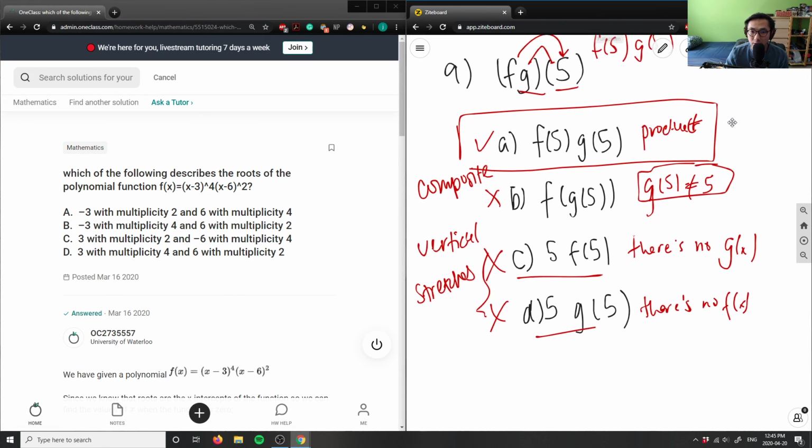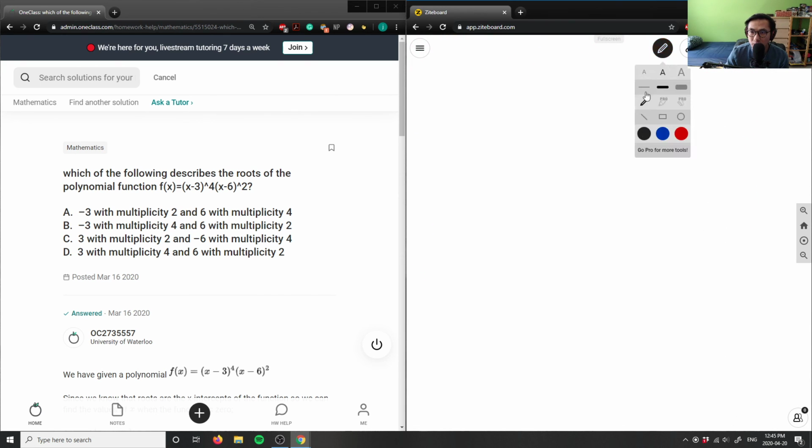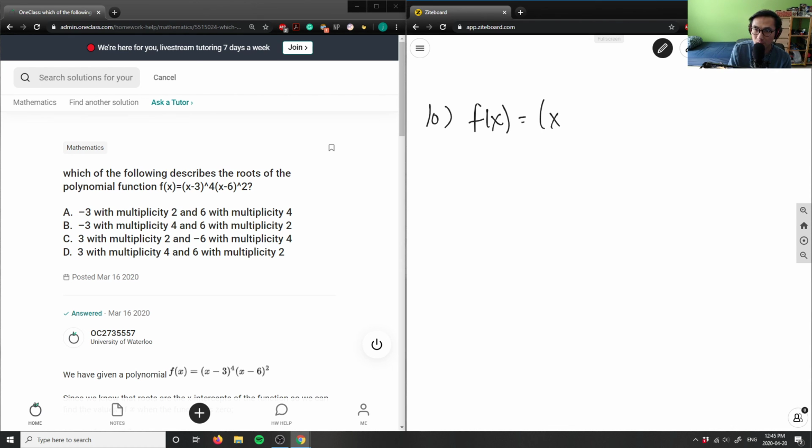All right, so let's look at number 10. And I think we can do 2 more problems today, which is great, because I had to repeat. So I'm pretty sure I can do two more here. It says, which of the following describes the roots of the polynomial function? So I have f of x equals (x minus 3) to the power of 4 times (x minus 6) to the power of 2.